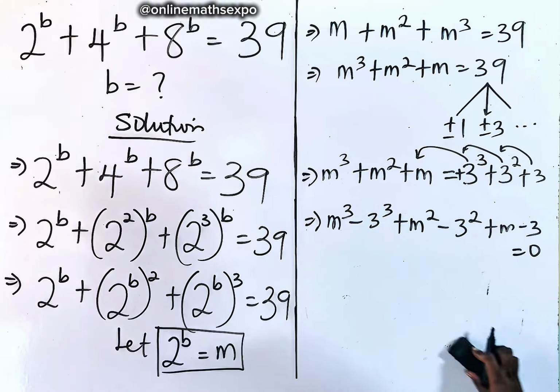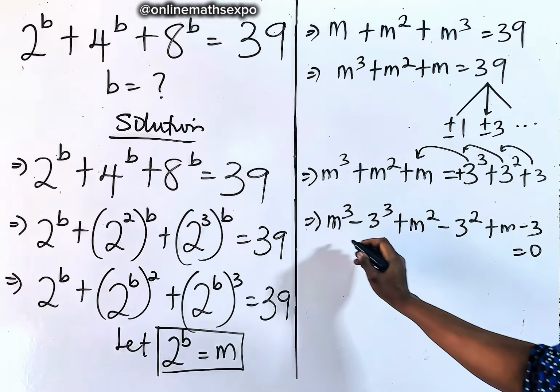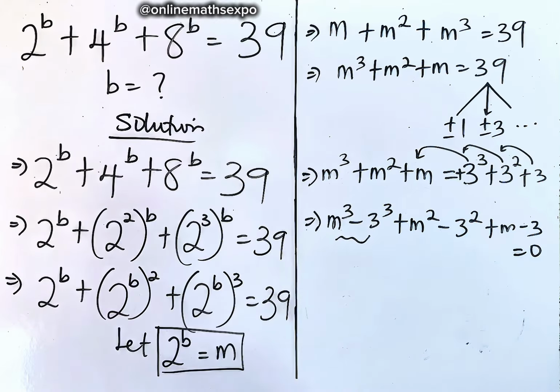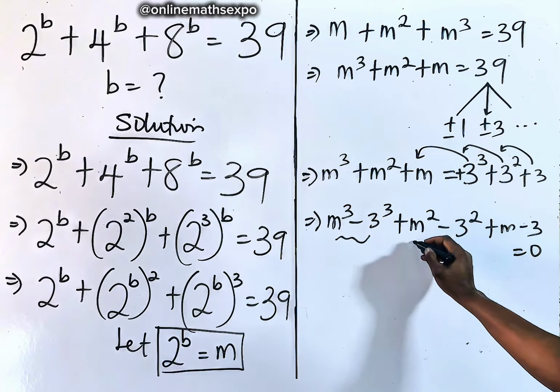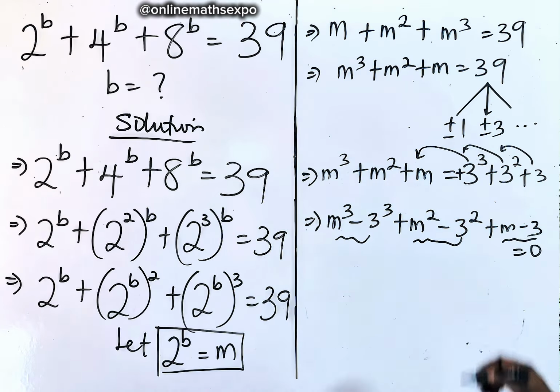Now, what do you do at this point? Just remember that these two are the same. They have the same power, so they are together. These ones have the same power, so they are together. And these are also together.